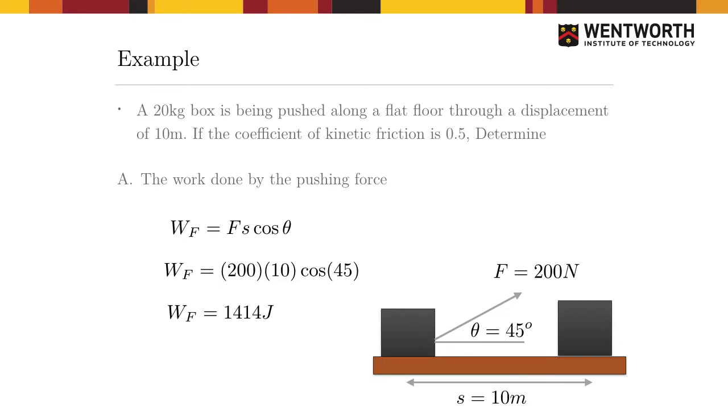First, the work done by our pushing force is computed using the definition of the work done by a constant force. We can simply plug in the magnitude of our force, the magnitude of our displacement, and the angle between the force and the displacement, and we get 1414 joules.